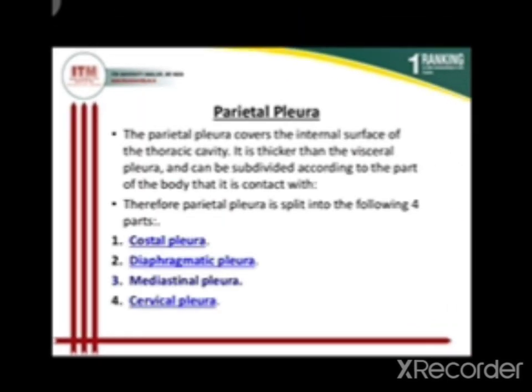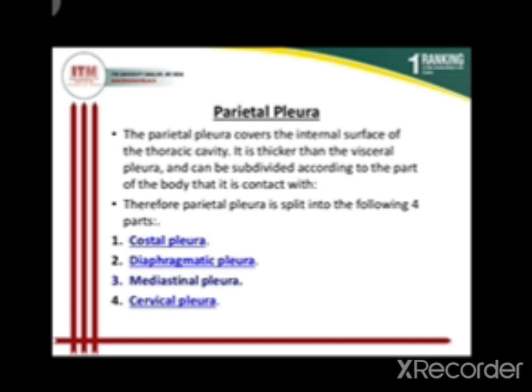Next is about the parietal pleura. What are the parts of the parietal pleura? How is the parietal pleura split into different areas of the lung? The parietal pleura covers the internal surface of the thoracic cavity. It is thicker than the visceral pleura.